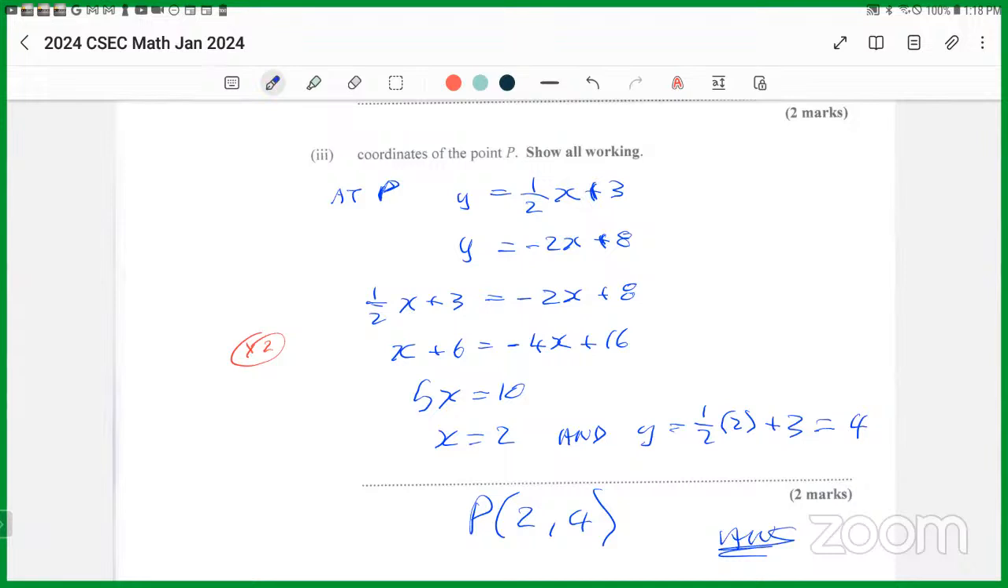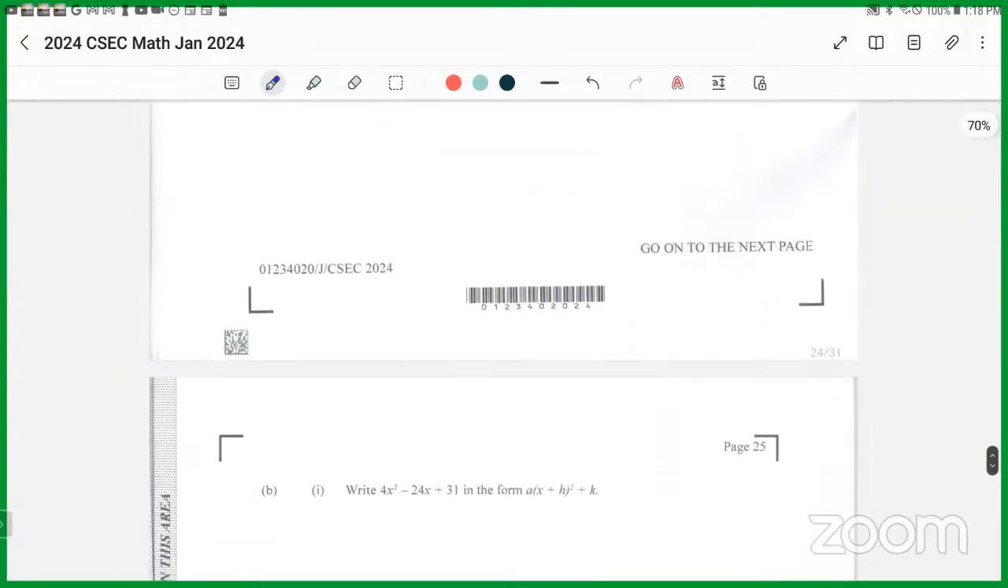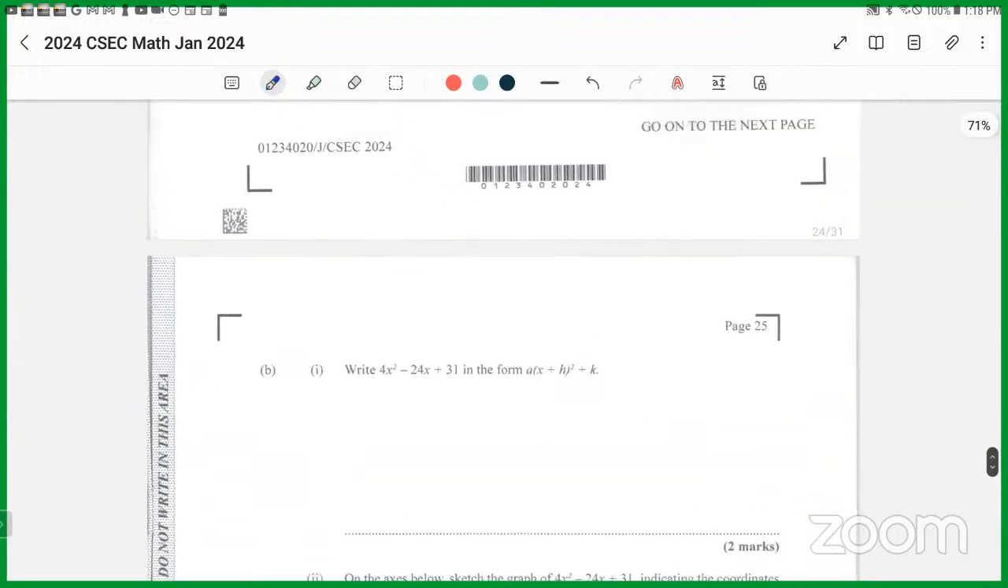Let's solve the two equations simultaneously. This is the G equation, this is the H equation, and P is the point of intersection of the two of them. Very good? Yes, sir. All right. Anything else I wanted us to do? No, that is it.